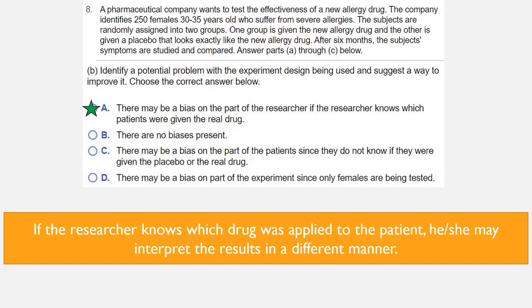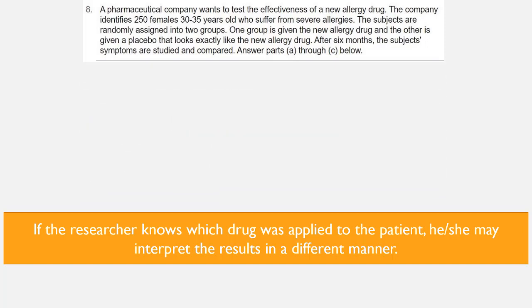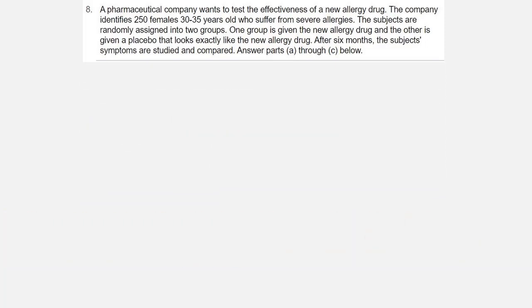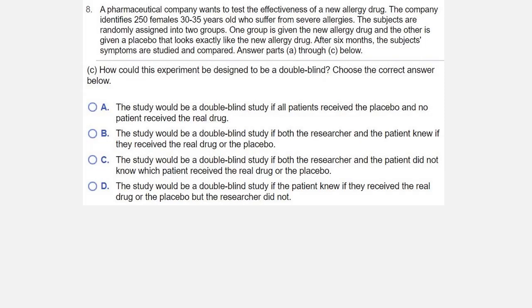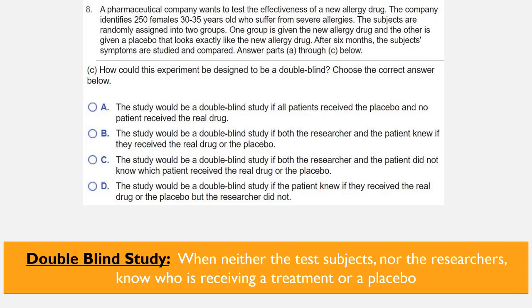So we can't really include that in potential biases. Let's move on to part C. Part C is how could this experiment be designed to be a double-blind experiment? Choose the correct answer below. So let's go ahead and review what a double-blind experiment is. A double-blind study is when neither the test subjects nor the researchers know who is receiving a treatment or a placebo. So the correct answer here is choice C.